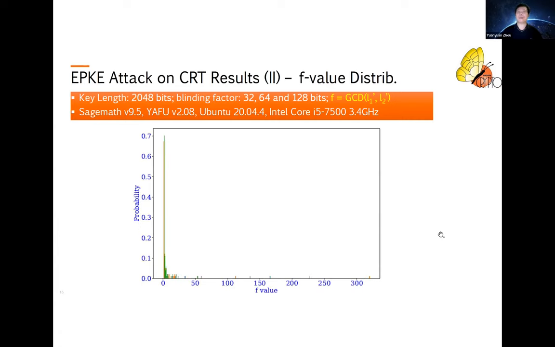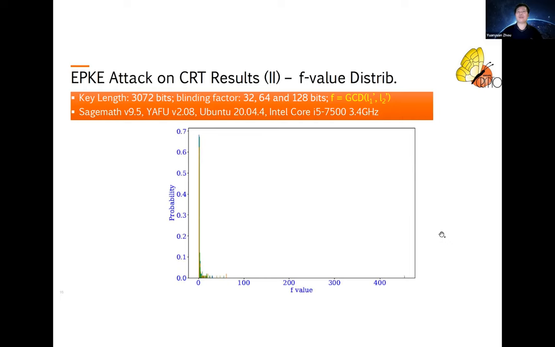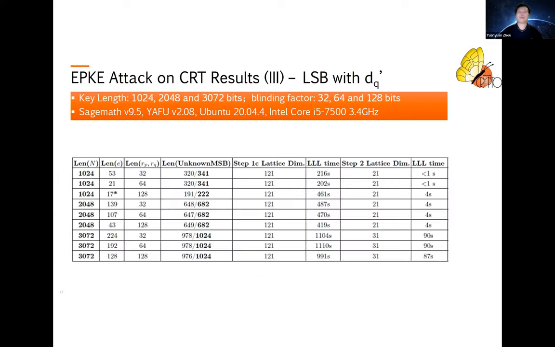Also for 2048 bits, as you can see, most of them are below 50. And even with the longest key, most of them are below 100. And this is the third scenario, the LSB case. There's not too much to say, because both step one and step two use lattice space reduction. As you can see, basically they take within minutes or seconds.